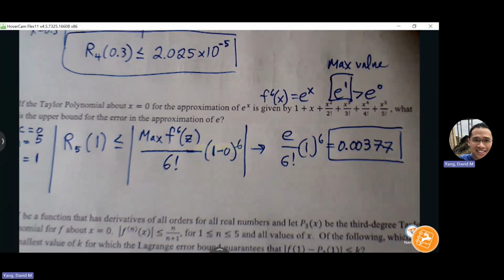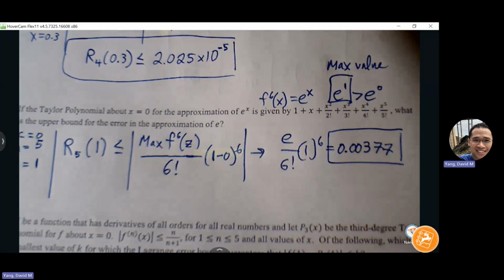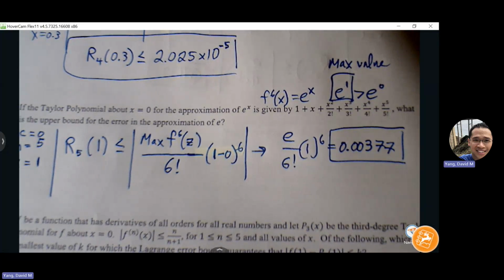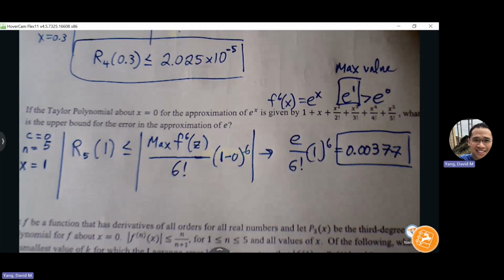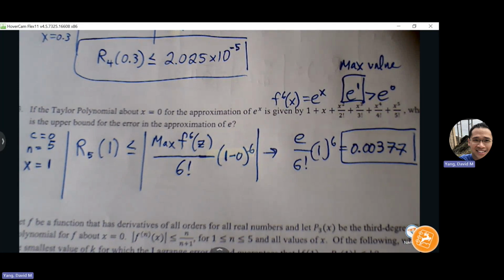On the test, do you want us to round it or keep it exact? 3 decimal places. I know I'm doing more than that, but on the AP exam, I would say 3 decimal places should be sufficient.